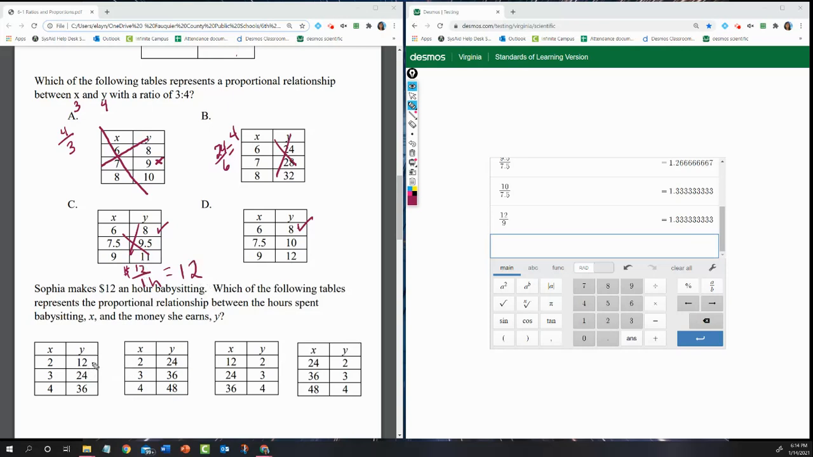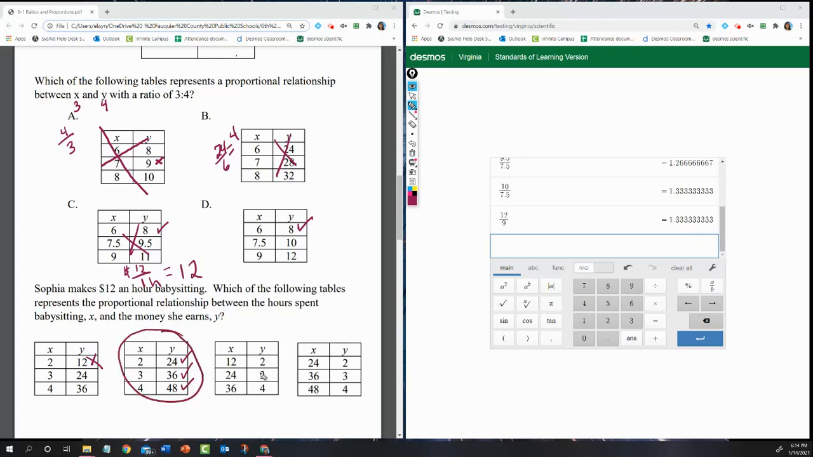When I see this, it says 12 divided by 2. Well, I know that equals 6, so this is not correct. How about 24 divided by 2? That does equal 12. 36 divided by 3 equals 12, and 48 divided by 4 equals 12. So this table does work.